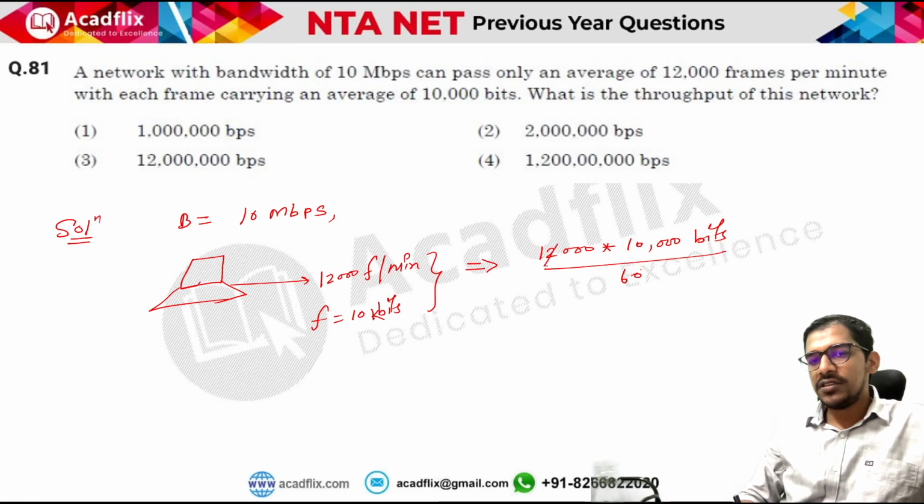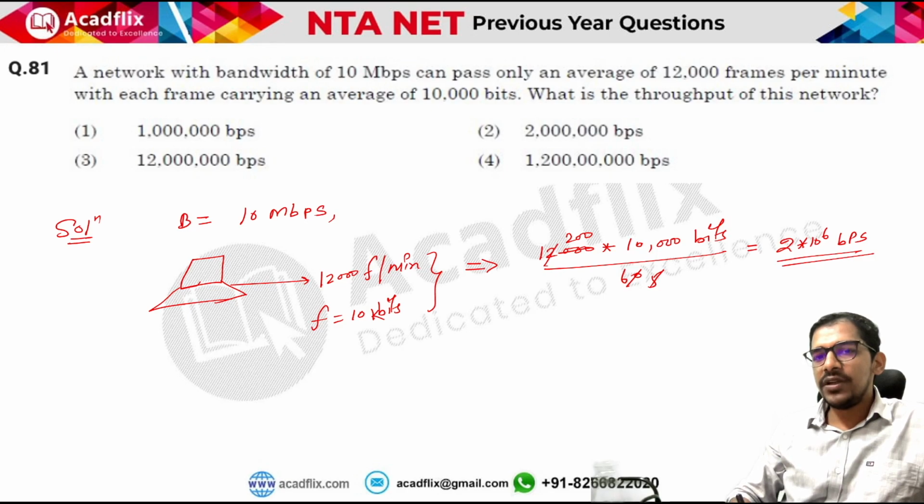When we convert this into seconds, we will get 200 into 10 to the power 4, that is 2 into 10 to the power 6 bits per second, or you can say 2 megabits per second. So this is the throughput of the network.